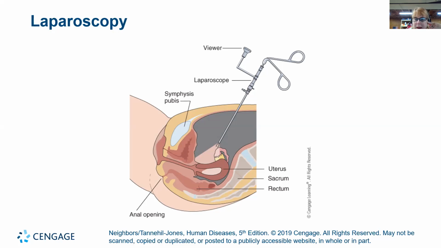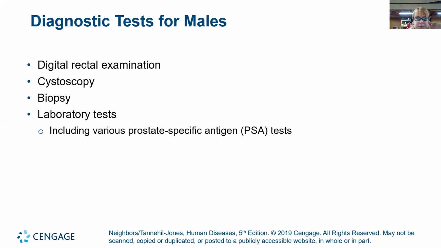So when we switch and go to diagnostic tests for males, there is a digital rectal examination. The reason they can do that is if there's any enlargement or herniation, they can feel that through the wall of the rectum, since the inside sexual organs of the male are in very close proximity to the rectal area.